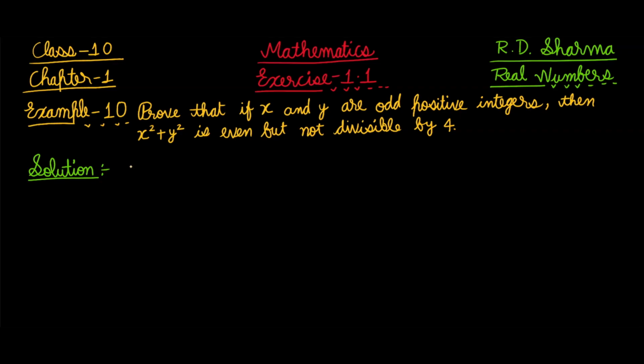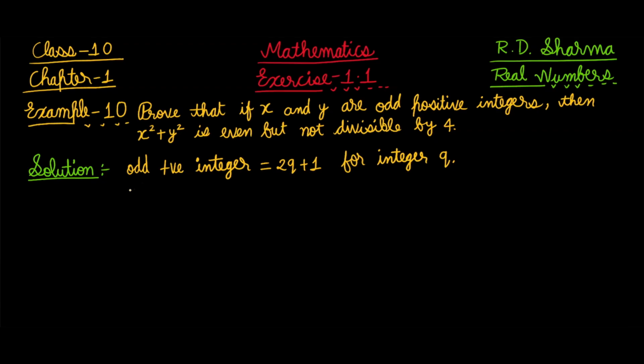So we know that any odd positive integer is what? It is 2q plus 1. So 1 will be the remainder when divided by 2, for integer q.